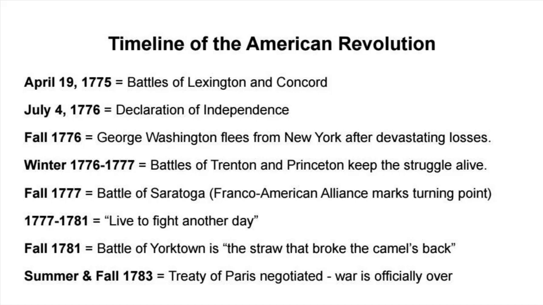And Washington is literally running for his life with his army, getting slaughtered in battle after battle after battle in New York and Long Island. And by the wintertime, he is quite literally on the run. And the British are very confident that they are nipping this revolution in the bud. But Washington makes a desperate move. He crosses the Delaware River on Christmas in 1776, and he attacks Trenton.